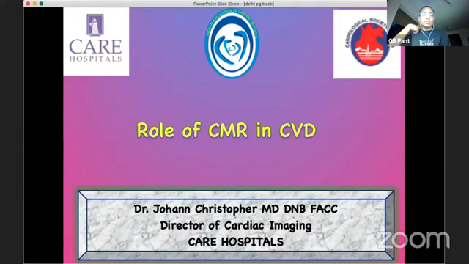So hence today's session and the next two sessions, we thought we should cover the role and the understanding of the principles of cardiac magnetic resonance imaging, of CT angiography and the perfusion imaging techniques in various diseases and disorders related to the heart.